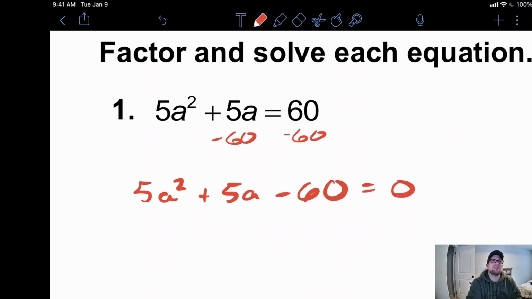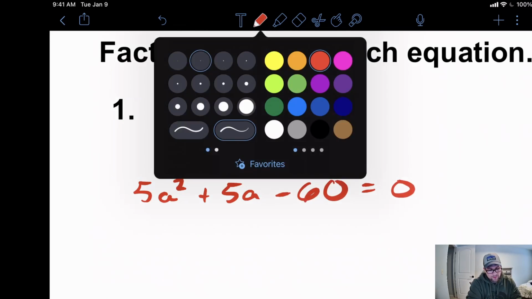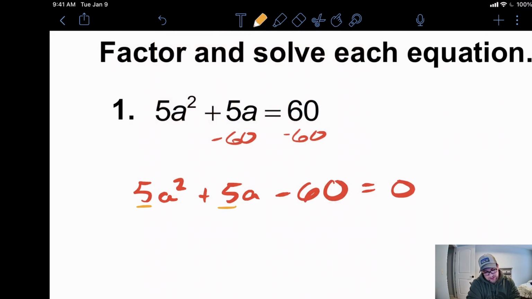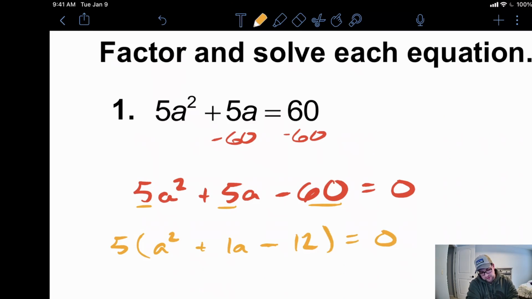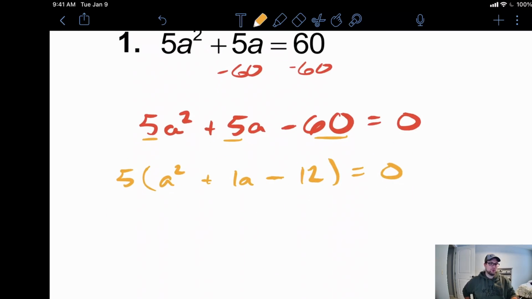Now, as we look at this and we try to factor, one thing we should notice is that we could pull a 5 out of each of these terms. So if I divide a 5 out of each of these terms, that would leave me with a squared plus 1a minus 12, all equal to 0. Right? So that's always the goal. We're trying to factor and make this into something that's multiplied.